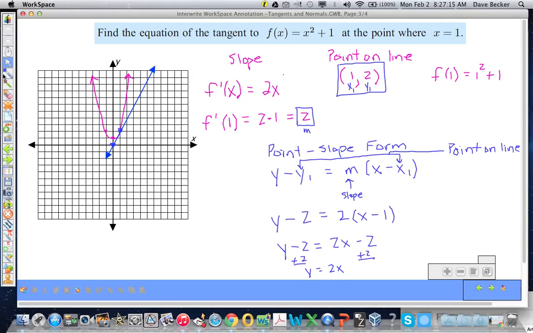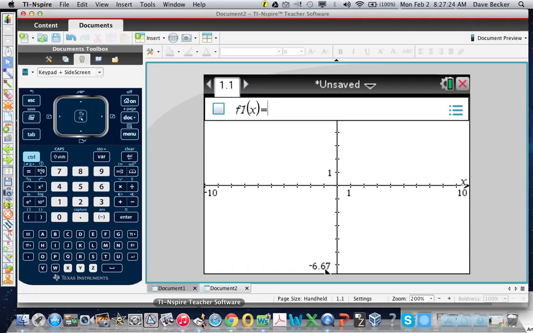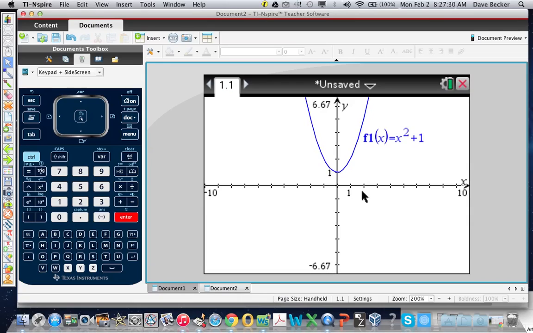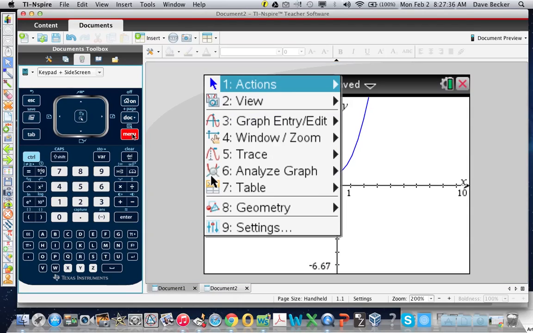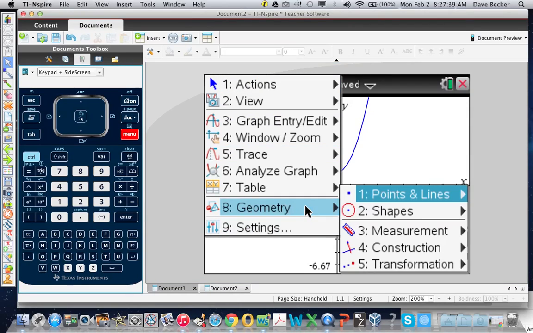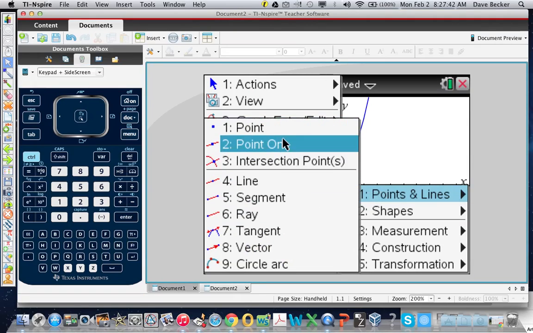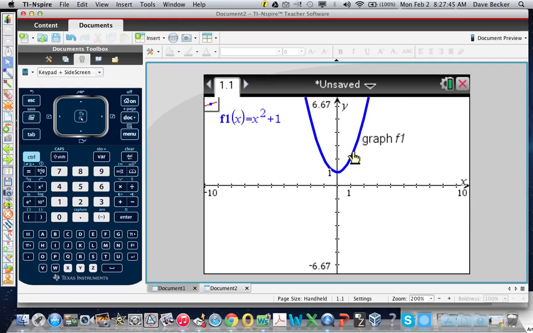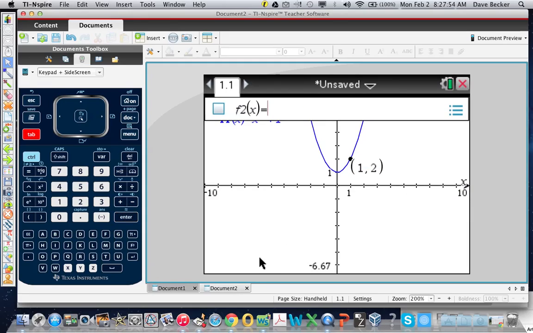That's the tangent line. Okay, so let's just take a look at the calculator, x squared plus 1 and 2x, just to get a better picture of it. So here is x squared plus 1. Okay, and then I'm just going to move that out of the way, and I'm going to get a point up the line when x equals 1. So a little bit of geometry, points and lines, and point on. So I want a point here. There we go, and then I will just change that to 1. Okay, and then we claim that the equation of the tangent to the curve when x equals 1 is 2x.